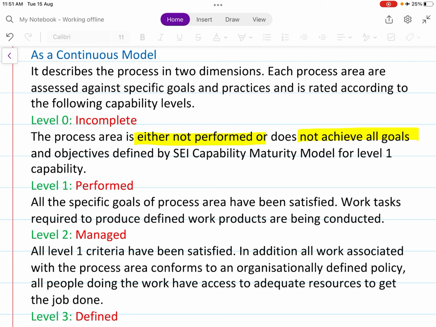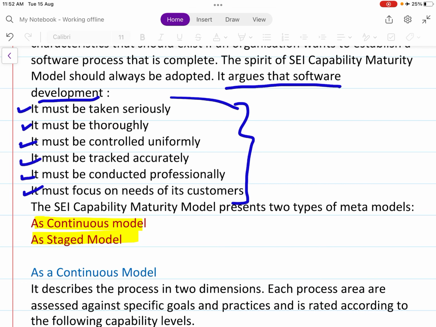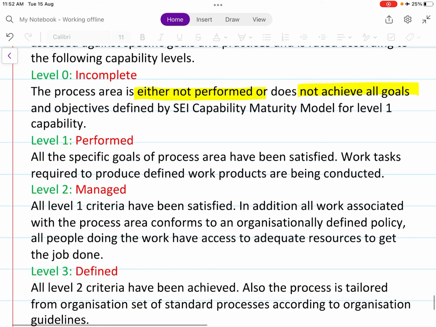Level 1 is performed. All the specific goals of a process area have been satisfied. Work tasks required to produce defined work products are being conducted. So what are the goals? These are the goals: conducted seriously, thoroughly, controlled uniformly, tracked accurately, conducted professionally, focus on the needs of the customer. All these goals have been satisfied. And what is happening? Work tasks are being conducted.